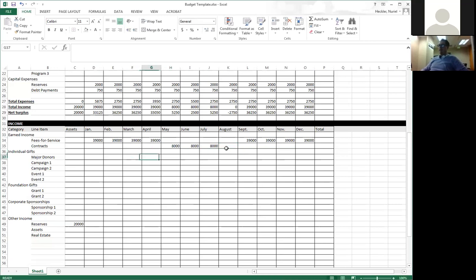August is looking pretty bleak, so that would be a really good time to do some sort of a fundraising event. And you expect there to be $10,000 coming in from that fundraising event. There we go. See, so this is how you're going to fill it in. And of course, other income.